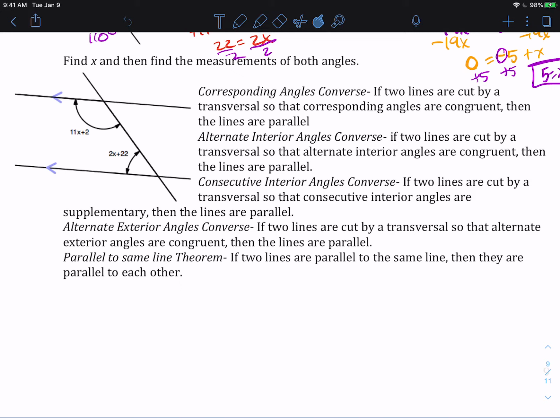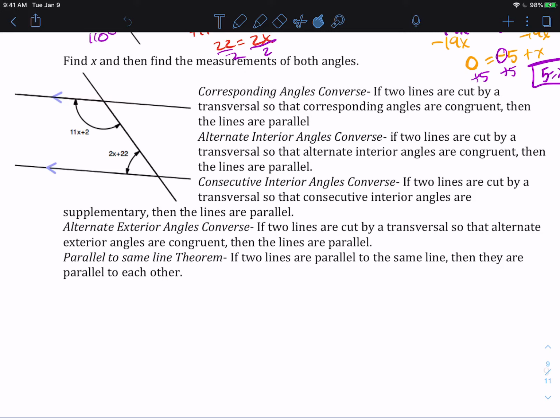Okay, we've looked at how we can find measurements of angles if we know that there are parallel lines cut by a transversal, but we also have some converse theorems. The converse, if you remember, is where you switch the hypothesis and the conclusion. So you switch the if and the then part.